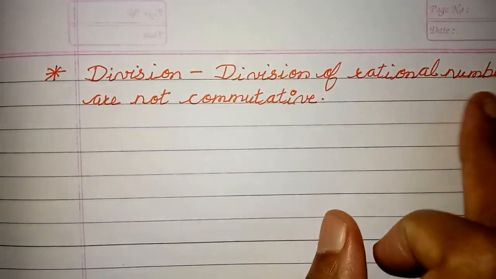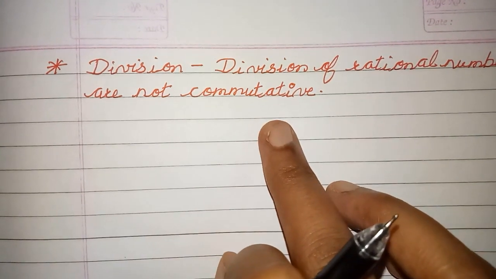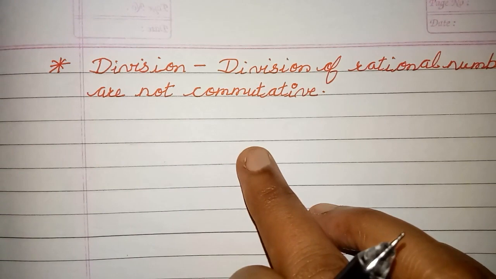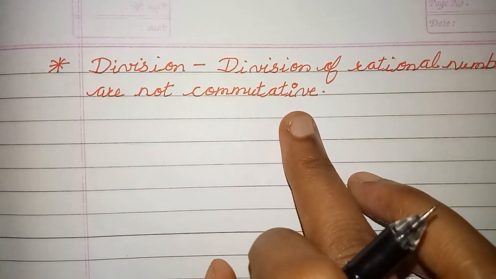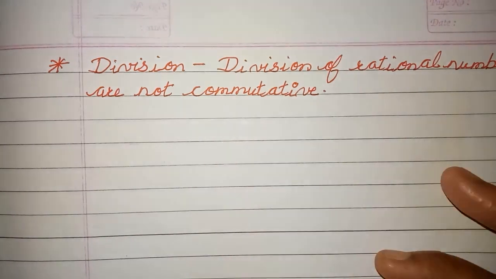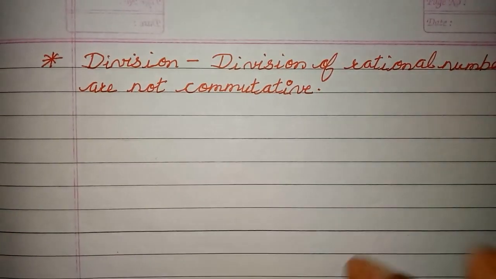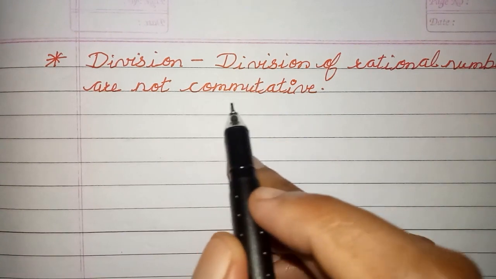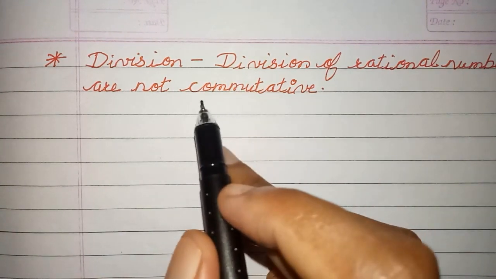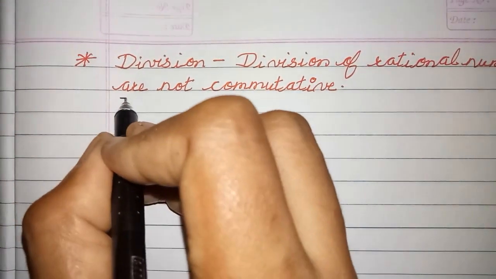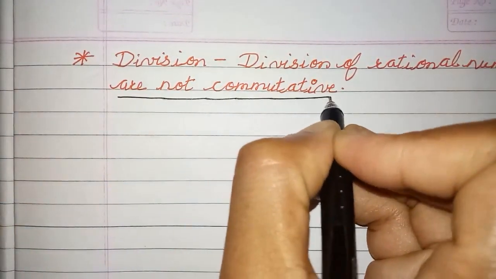Now what about division, children? Is division of rational numbers commutative? No, we can orally check it, right? 1 divided by 2 is not same as 2 divided by 1. Or you say 3 divided by 5 is not same as 5 divided by 3. That means 1 divided by 3 not same as 3 divided by 1. 5 divided by 3 not same as 3 divided by 5. So what can I say? Division of rational numbers is not commutative.